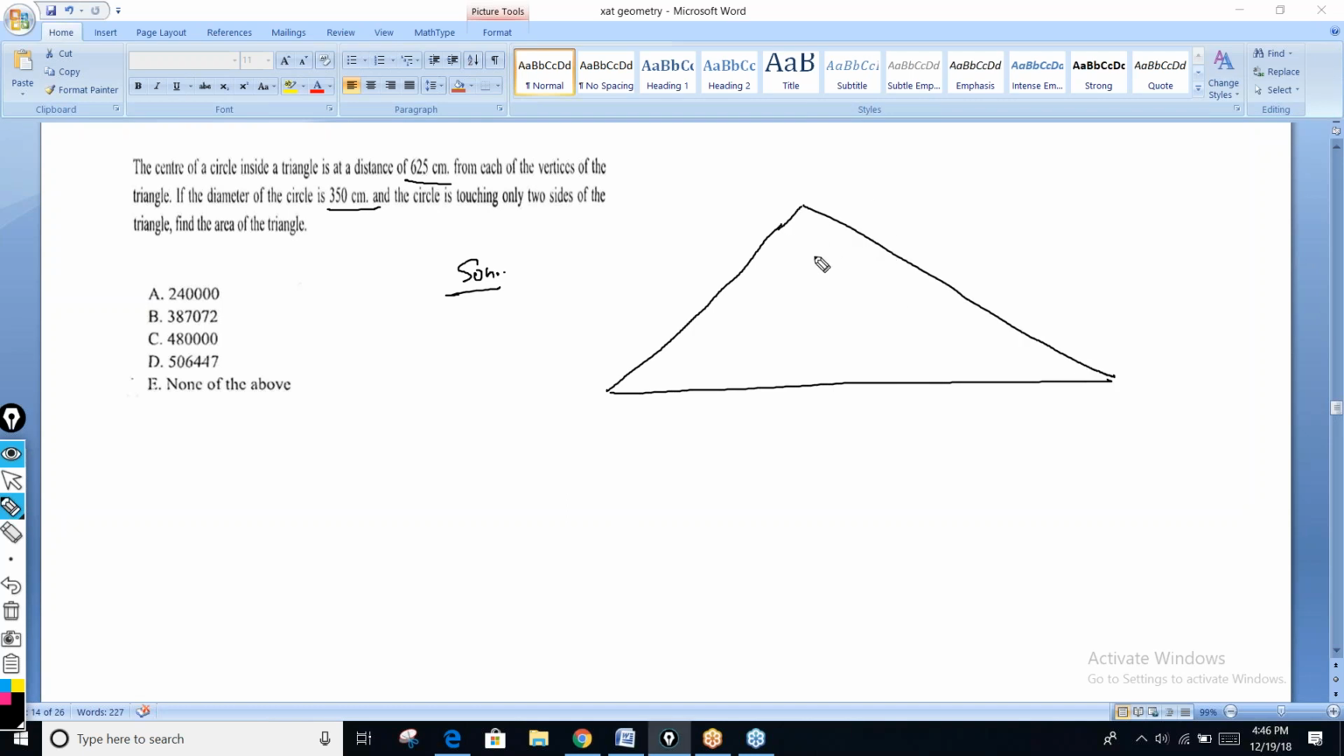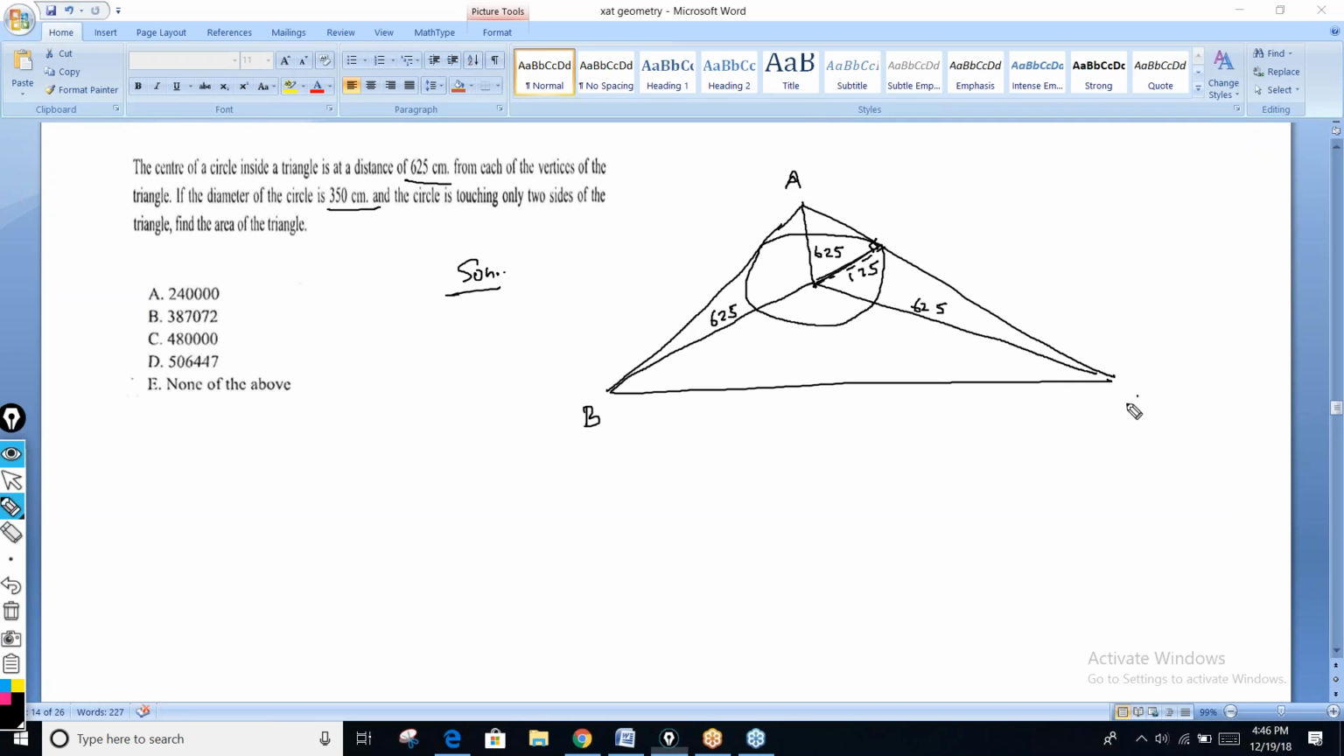The circle is touching only two sides, and the center is equidistant from all three vertices. That is the question. The center of the circle is at a distance of 625 centimeter, and if I extend it, that will be 90 degree. There is the radius. So if the diameter is 350, the radius will be 175.